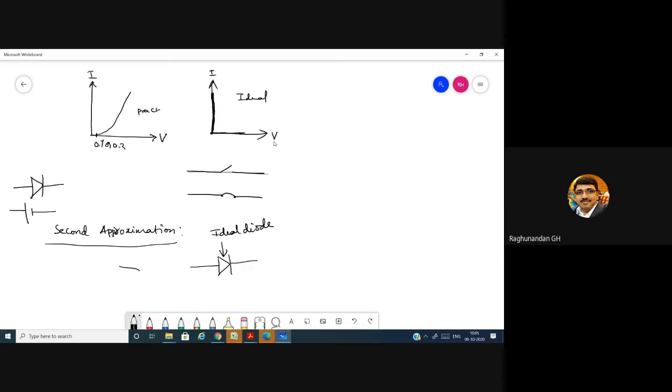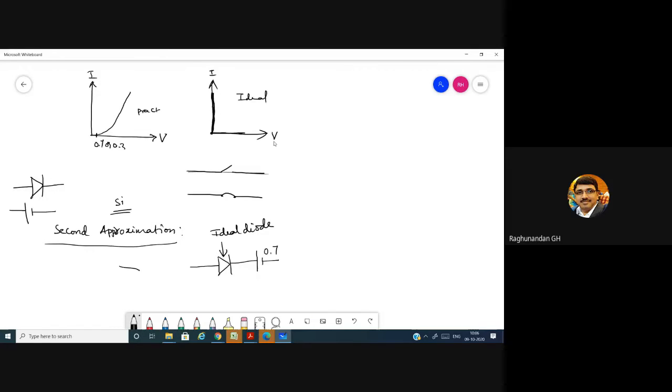Let us assume that we are using a silicon diode. So what amount of battery can I put here? What is the value of battery I can assume here? 0.3 for germanium, 0.7 for silicon we have assumed, that's why it is 0.7 volt.